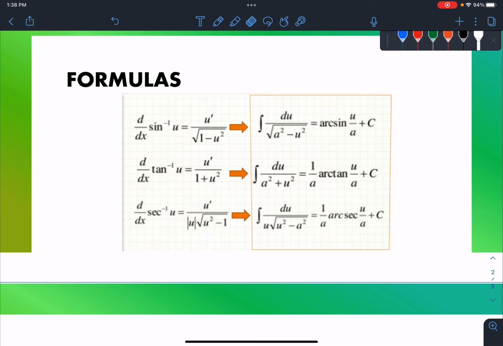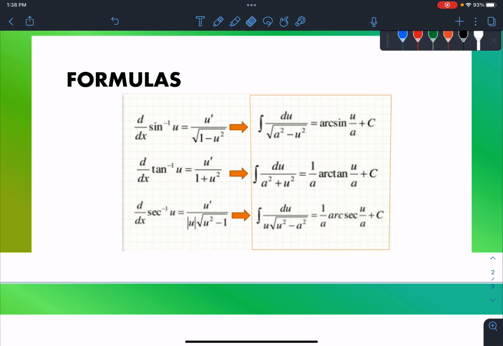So we have the derivatives of the inverse sine function. That is u prime divided by the square root of 1 minus u squared. And then for the inverse tangent, that is u prime all over 1 plus u squared. And then for the inverse secant, that will be u prime all over the absolute value of u multiplied with the square root of u squared minus 1.